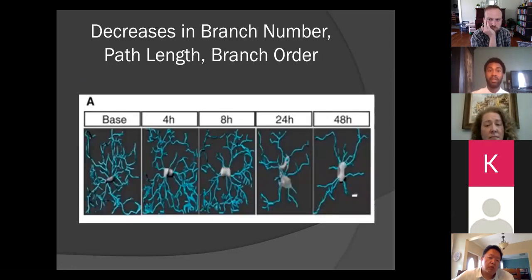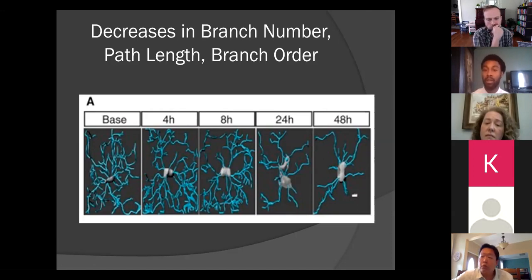Now this is showing you the branch number, the path length, and also the branch order. To define these three things, I'm going to show you here. First, the branch number is the number of branches. You can see how it gets less and less. It's the number of branches coming from these glial cells. The path length is the length of these branches. You can see how there are a lot of branches there, how long they are, compared to how short these are at 48 hours, not as long as here. And the third one is the branch order, which is the most complex to describe, pretty much.